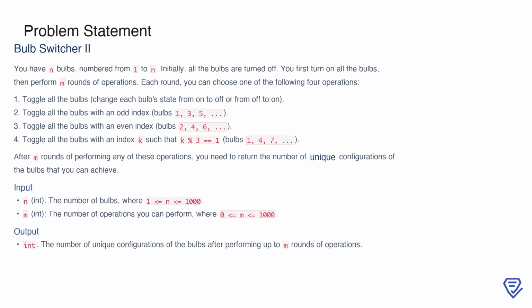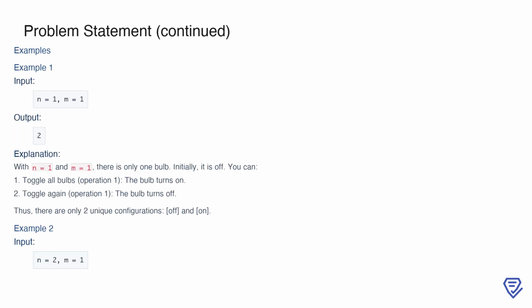After performing up to m operations, your goal is to determine how many unique configurations of bulb states are possible. The input specifies the number of bulbs, n, and the number of operations, m, and the output is the count of unique configurations that can be achieved. To understand this better, let's look at some examples.